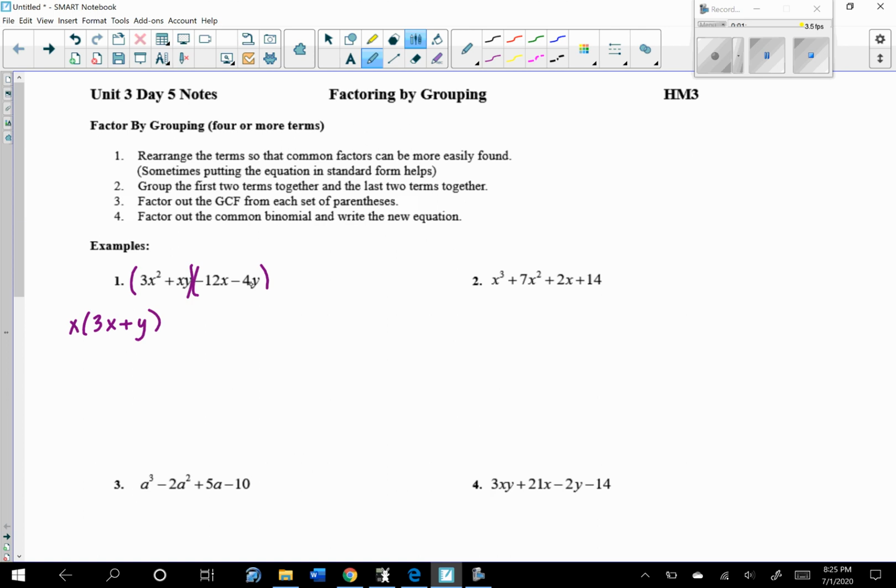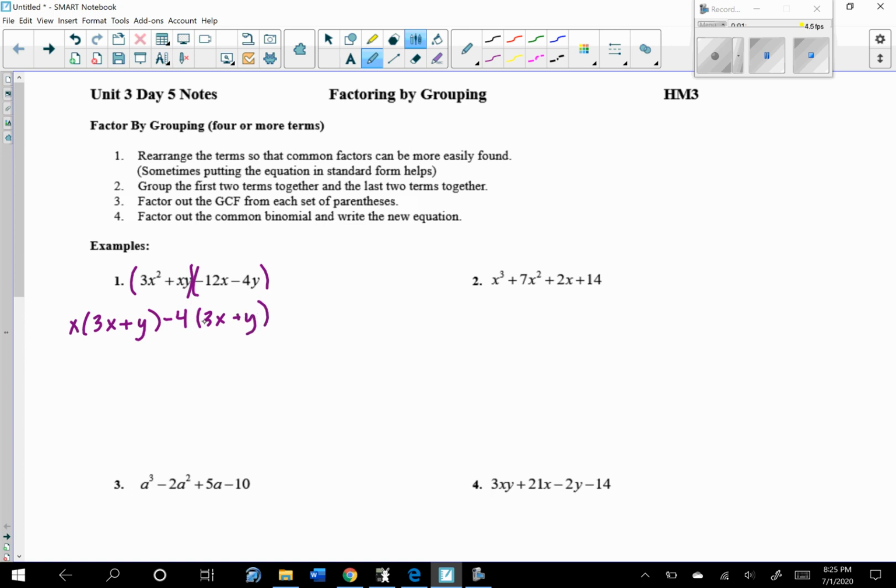And then over here, I have a greatest common factor of 4 that I can take out, and I'm going to take out the negative 4. And the reason I'm taking out the negative 4 is because when I divide negative 4 out from negative 12x, I get 3x, and negative 4 divided by negative 4 is just 1, so plus y.